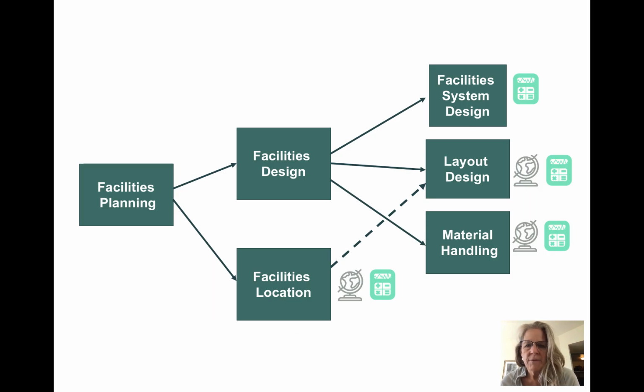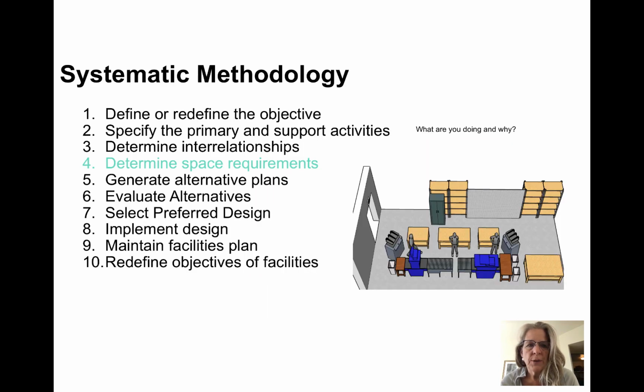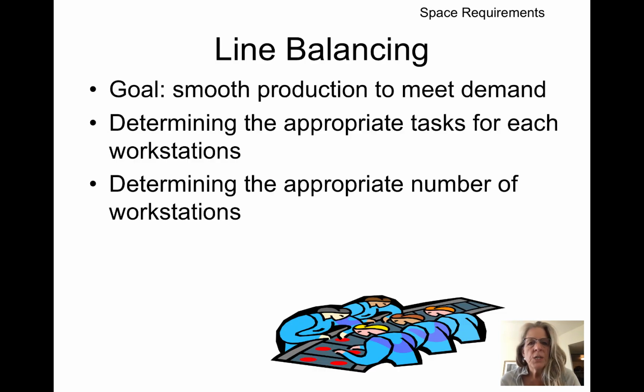Facilities planning covers many of these particular topics, and we are in the area of layout design, and we're talking through this systematic approach, spending some time in determining space requirements. This is the third video in determining space requirements, particularly around the number of workstations, and we're going to be covering line balancing. So in line balancing, the goal is that you would have smooth production to meet demand.